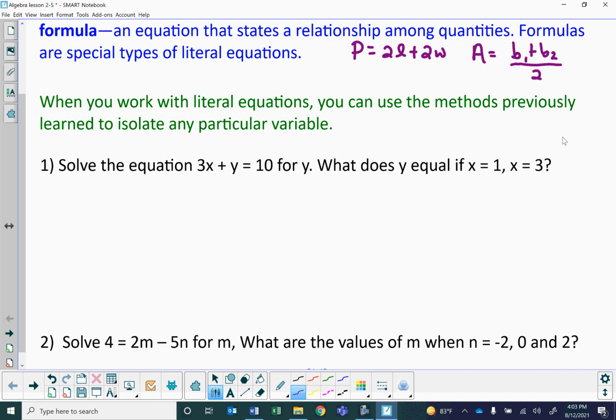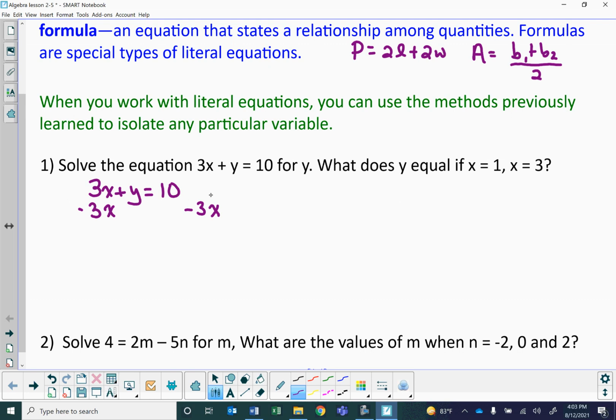So the first thing we're going to do is solve the equation 3x plus y equals 10, and we're going to solve it for y. So if I have this equation, I'm just going to write it down over here, 3x plus y equals 10. I need to get y all by itself. Well, what was done to y? Well, 3x was added to it, so I need to subtract 3x from it. Minus 3x on this side, minus 3x on this side.